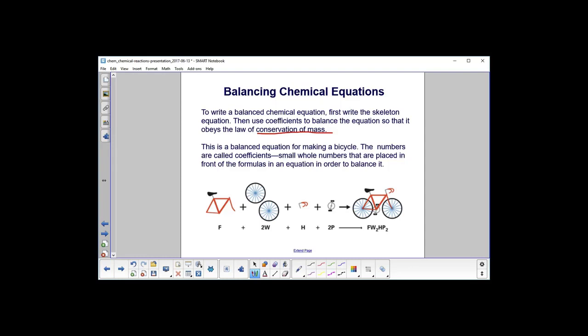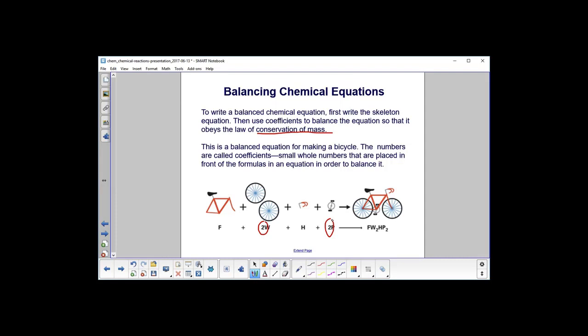Here's a balanced equation for making a bicycle. Maybe this will help you visualize it. The numbers are called coefficients. And let's see where we have a number. Right here. See the 2 over there? See the 2 over here? They are small whole numbers, integers, that are placed in front of the formulas in an equation in order to balance it. So you have the same amount of fluorines, for example, on the left that you have on the right, or in this case, bicycle parts.